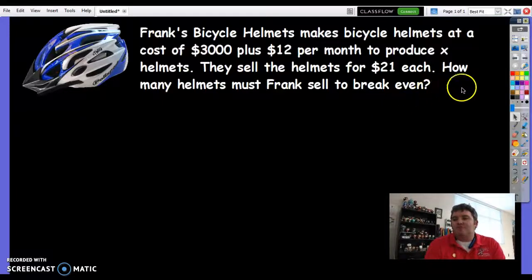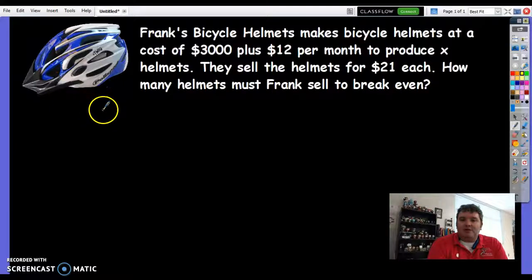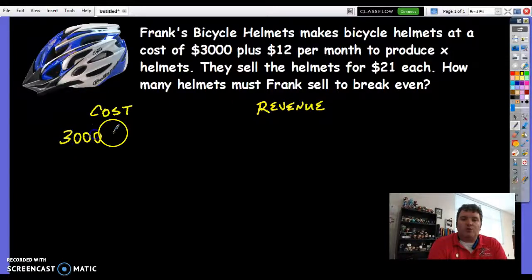So the first thing we have to do is come up with an expression to represent how much is the cost to produce the helmets and how much is the revenue. What is Frank taking in with his helmets? So it costs $3,000, that's probably in equipment and machines and material, plus another $12 for each one of the helmets. So that's probably like $3,000 worth of machinery and then $12 worth of material to produce a helmet.